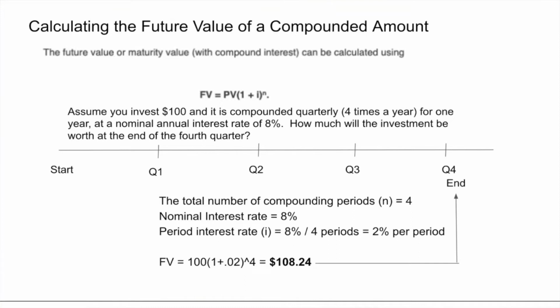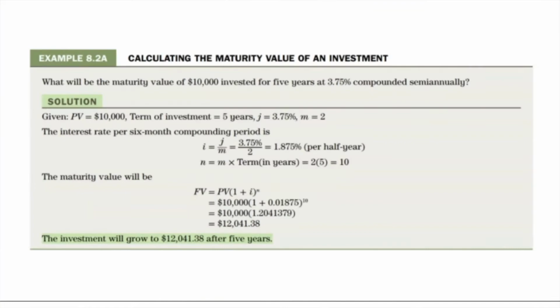Then we have to ask ourselves, how many compounds are there in total in this loan? It's 4 times a year, and it's a 1 year loan, so n is 4. We just plug the numbers into the formula as I've done here, and we get 108.24. In other words, if we put $100 in the bank at the beginning of the year, and it grew at a rate of 8% compounded quarterly, at the end of the year we would have $108.24.